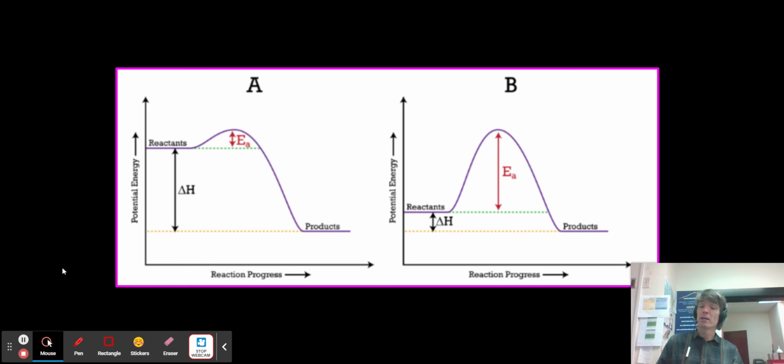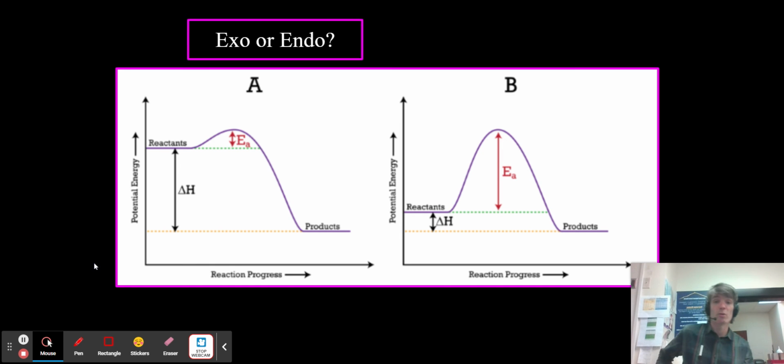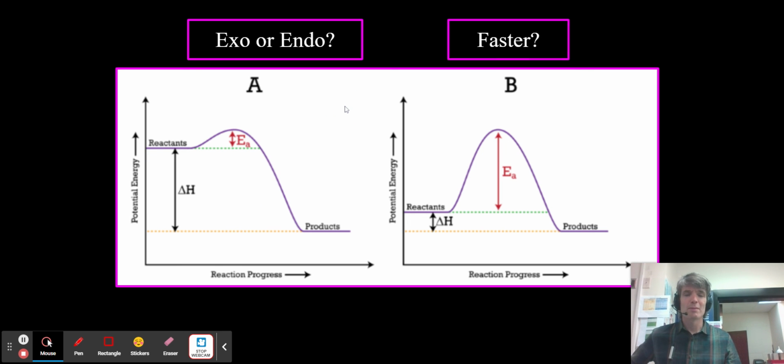All right. Here we've got two reactions. Are they exo or endo? Well, these are both exothermic because in both cases the products have less energy than the reactants. What's going to be faster? You could argue that A would be faster simply because its activation energy is much, much lower.